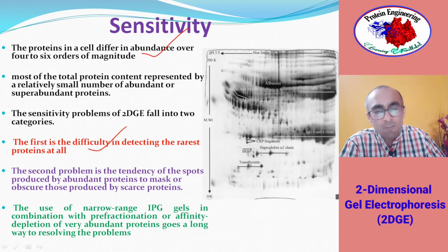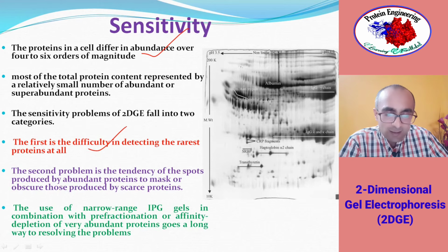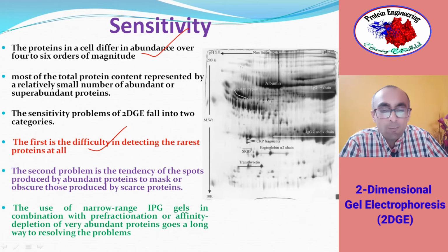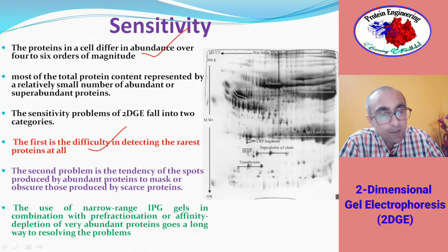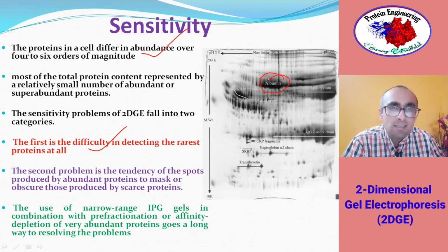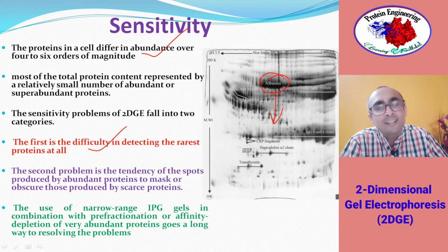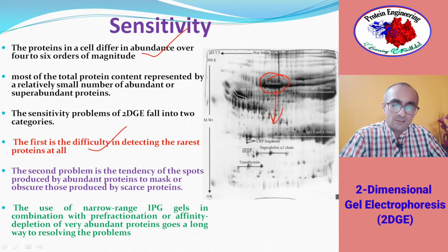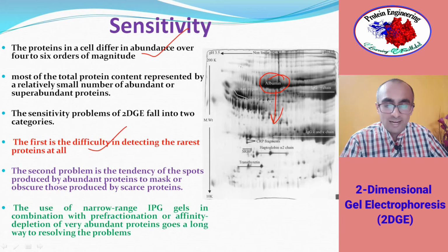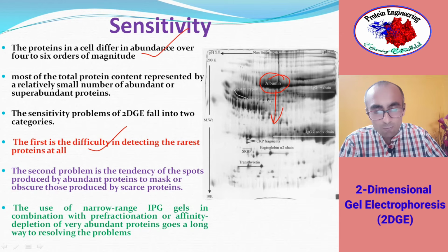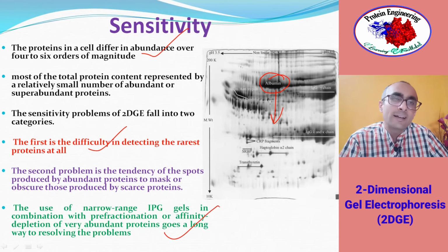The second problem based on sensitivity is the tendency of the spots produced by abundant protein. The most abundant protein will create a very big spot and it will mask other proteins which are in the vicinity, and that creates a problem. This problem can be taken care of by affinity depletion, which we have just talked about. So the use of narrow range IPG gel in combination with prefractionation or affinity depletion of very abundant protein is applied to tackle the sensitivity problems in 2DGE.